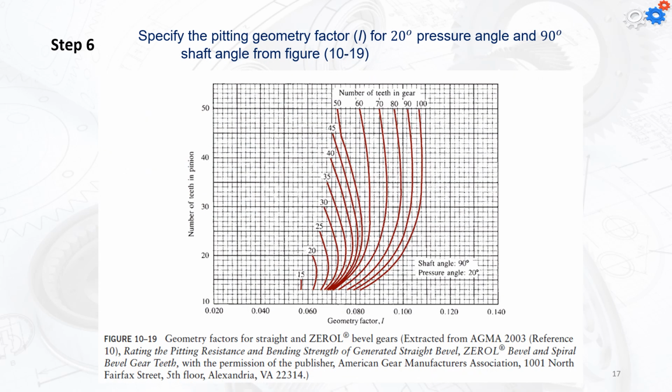In step number 6, we can specify the pitting geometry factor I for a 20-degree pressure angle and 90-degree shaft angle from figure 10-19. Now we are going to do the same thing. We need to know the number of teeth in the pinion, and we intersect it with the number of teeth in the gear. After we do that, we can simply find the value for the geometry factor from the x-axis.